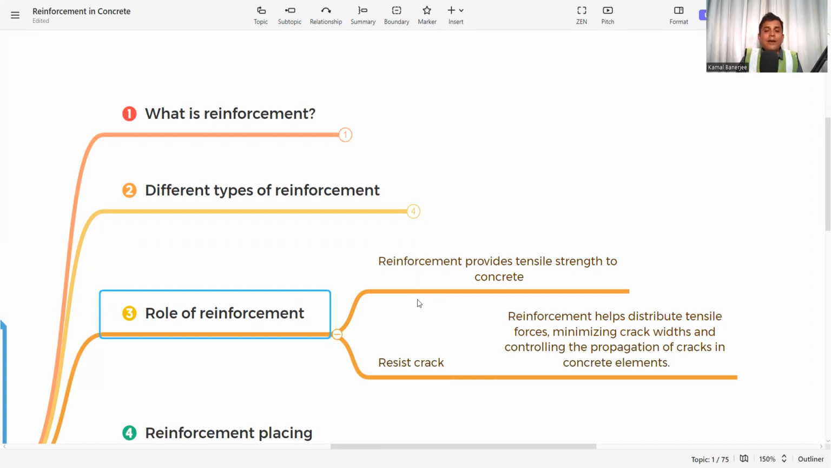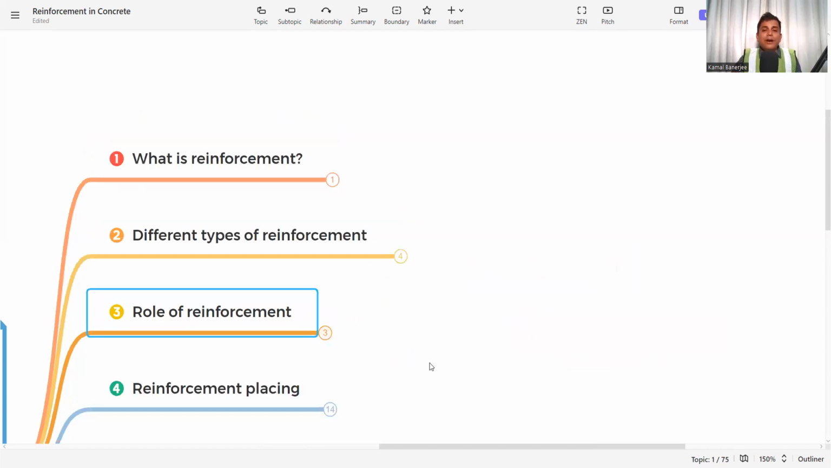Another thing, it has the good capacity that it resists cracks. Reinforcement helps distribute tensile force, minimizing crack widths and controlling the propagation of cracks in the concrete element. If it is not there, then the crack will happen, and this crack will increase and the beam will break. So it helps to reduce the crack and it enhances the lifespan. This is the role of reinforcement in the concrete.